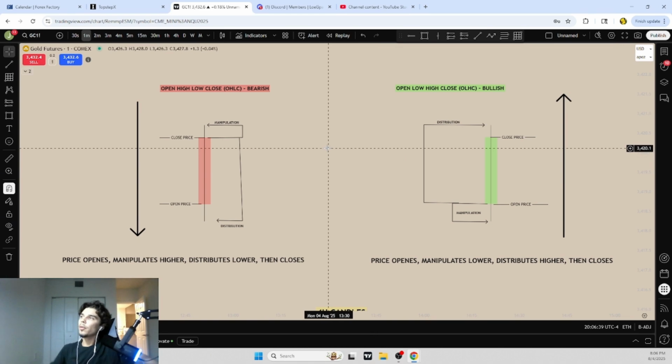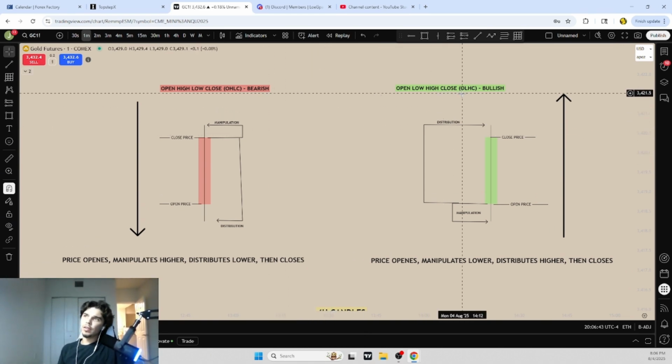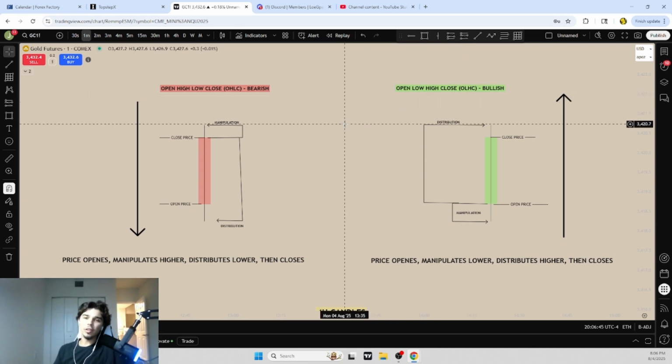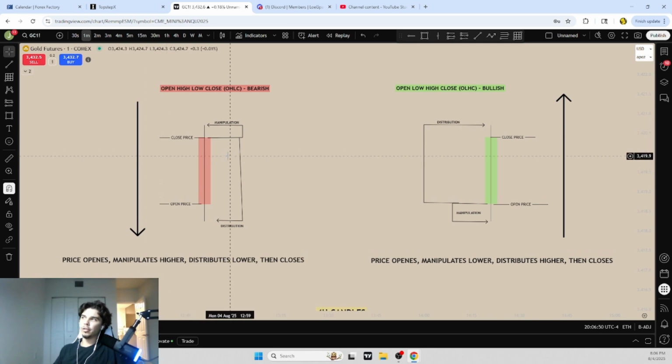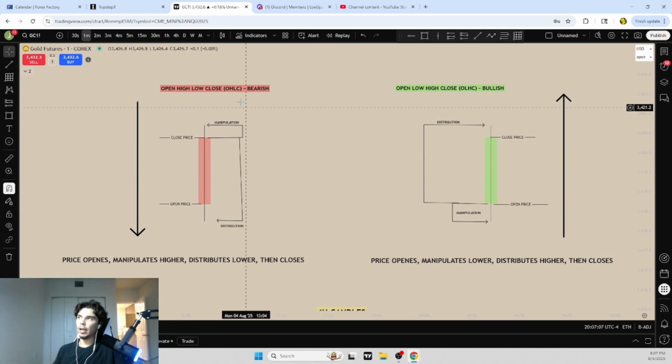All right, so what is essentially open high low close and open low high close? Well, it's just the way each and every single candle moves, right? So starting with a bearish candle, no matter what time frame it is, what do we have? Well, we have an open, right? Candle opens, manipulates higher, puts in the high of the candle, and then what do we do? We distribute lower, putting in the low, and then we close. So it's literally that simple. That is open high, right?